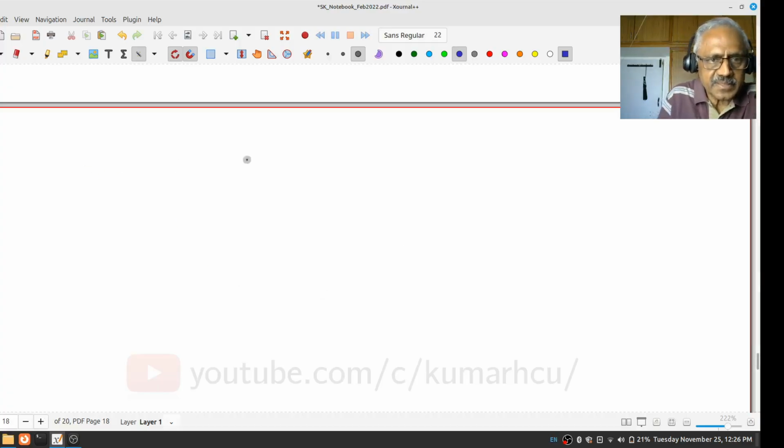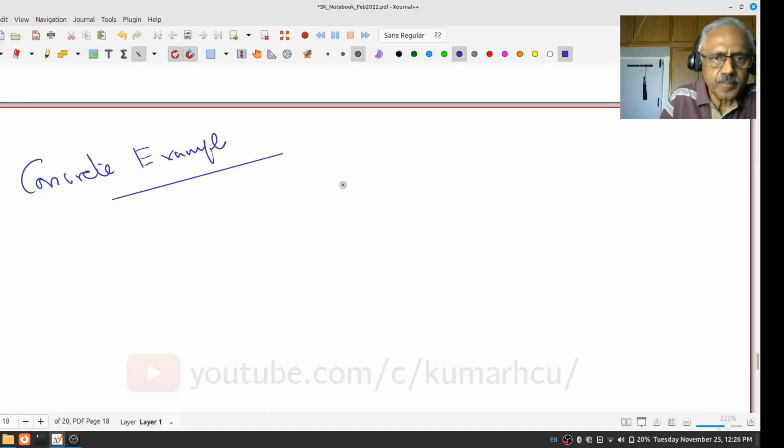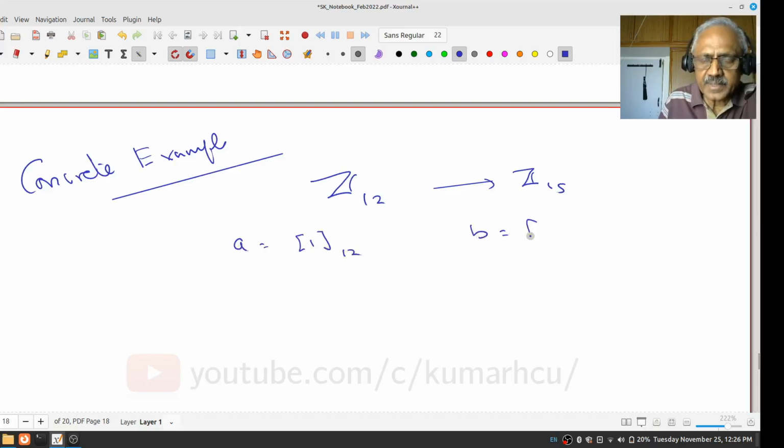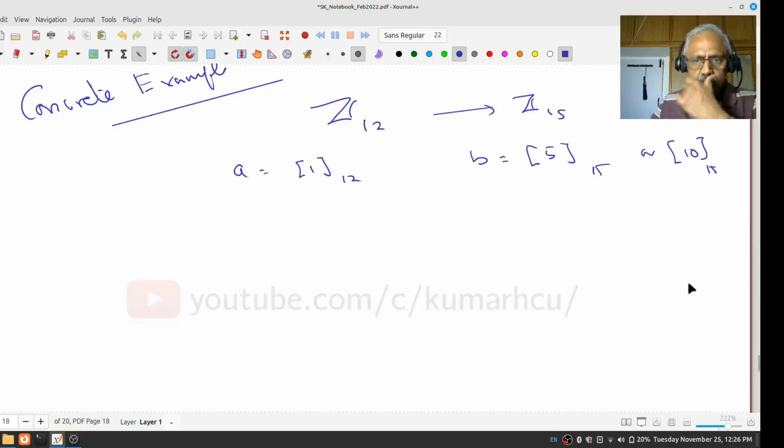Let us look at a concrete example, Z12 to Z15. So our A is 1 here, and our B here is either 5 or 15 or 10. Let us start with 5. So I want to define f. So what should be the kernel of f?